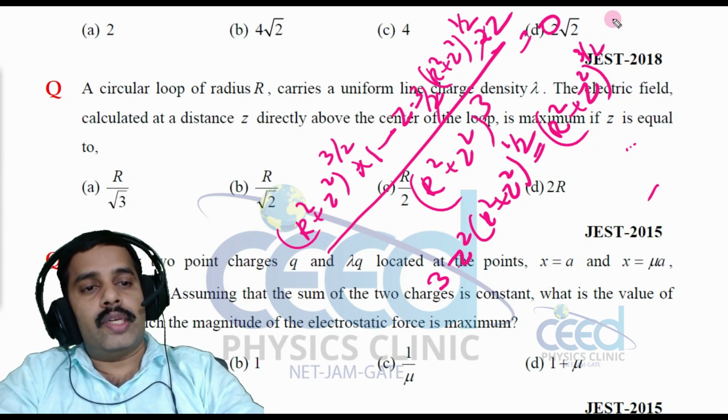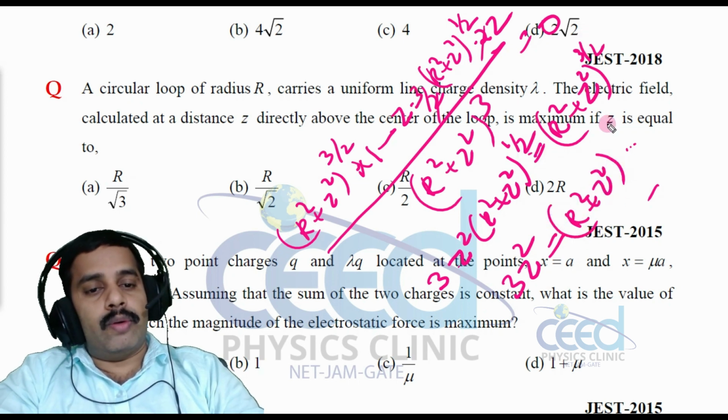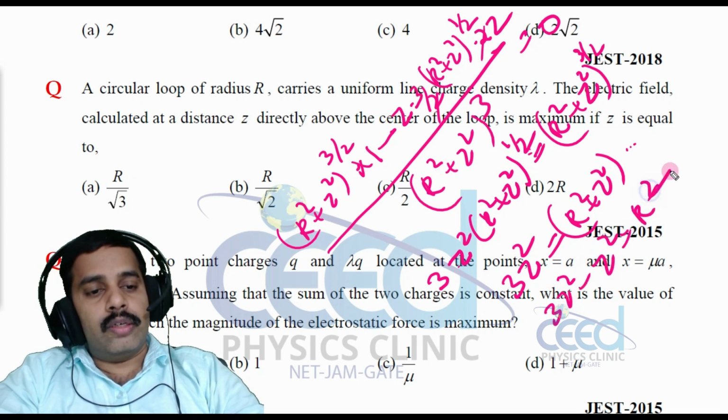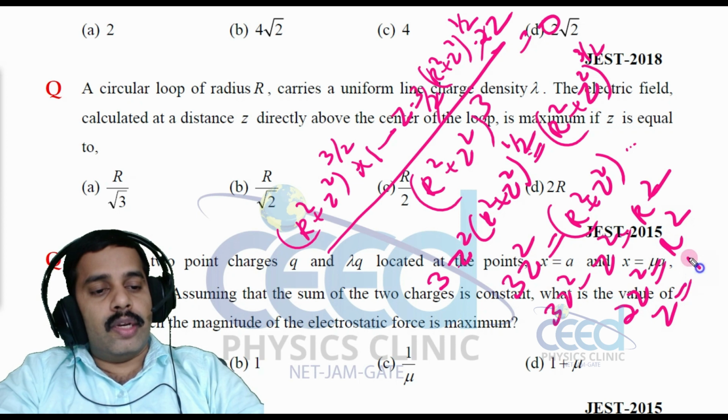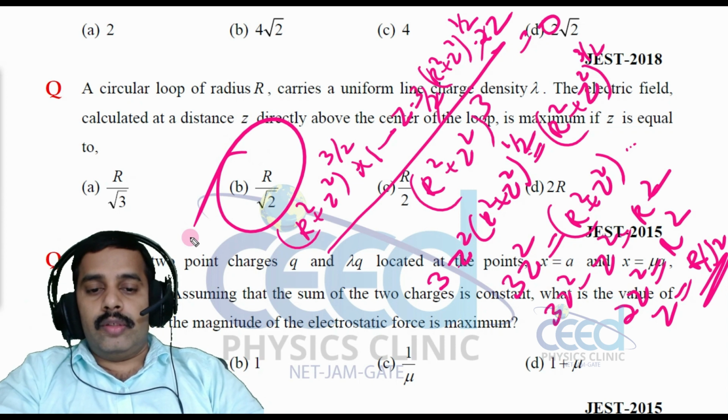Alright, so this I can write as 3z square is equal to (r square plus z square) raised to 3 by 2 minus 1 by 2, that is 2 by 2, that is r square plus z square, right? So 3z square minus z square is equal to r square, then 2z square is equal to r square, then z is equal to r by root 2, right? So this will be the value. Alright.